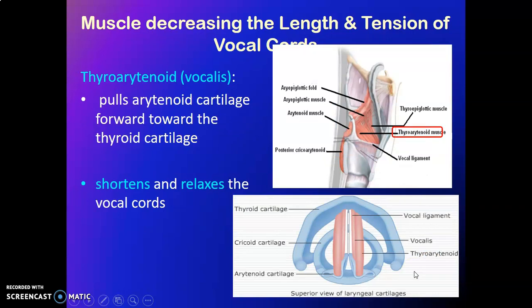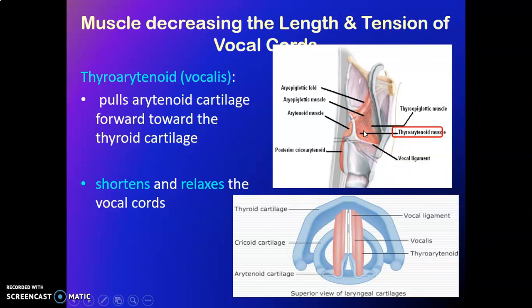Then we have muscles that decrease the length and tension of the vocal cords. To increase, we were using cricothyroid. Now, what do we use to decrease the length and the tension of the vocal cords? In this case, we're using the thyroarytenoid. Thyroarytenoid is what we call the vocalis muscle. Okay, so this is your thyroarytenoid muscle. This is your cricoid cartilage. This is your arytenoid cartilage. This is your thyroid cartilage. So this is the thyroarytenoid muscle.